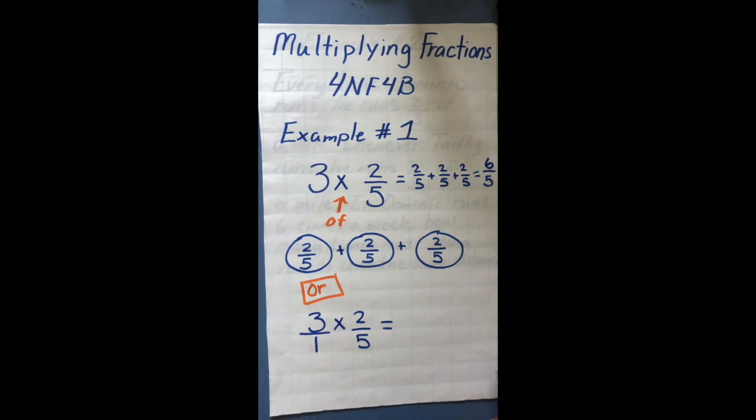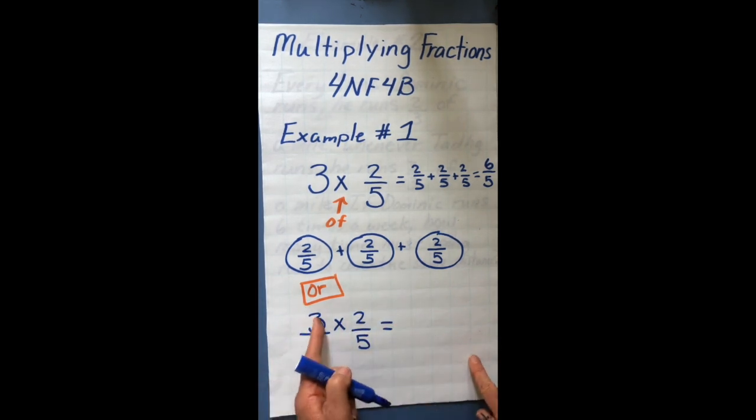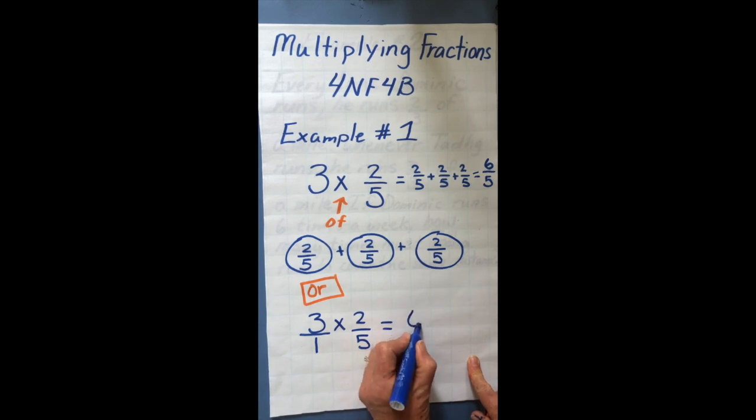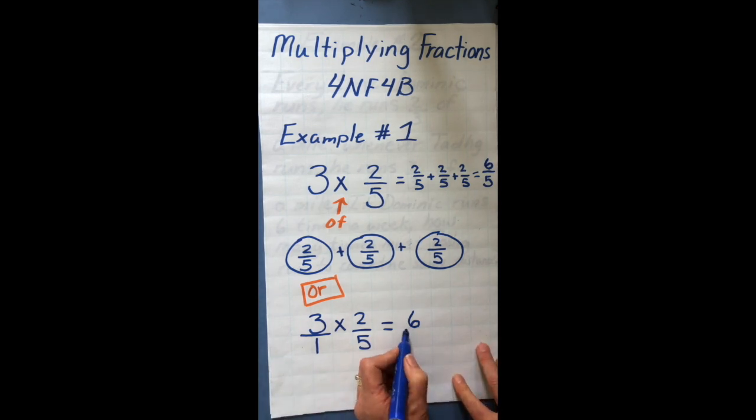Now, adding and subtracting is plain to see. You match the bottoms perfectly. Multiplying fractions, that's what we have, is no big problem. It's the top times the top. So 3 times 2 is 6. And the bottom times the bottom. 1 times 5 is 5.